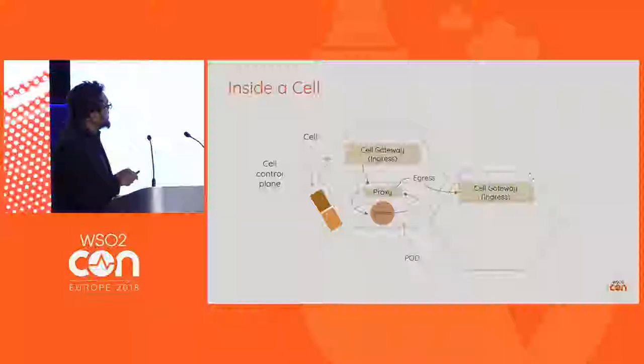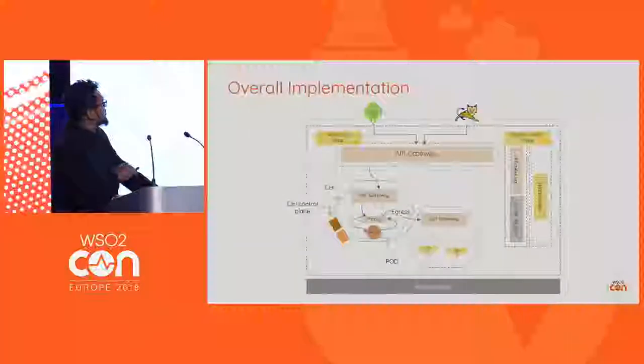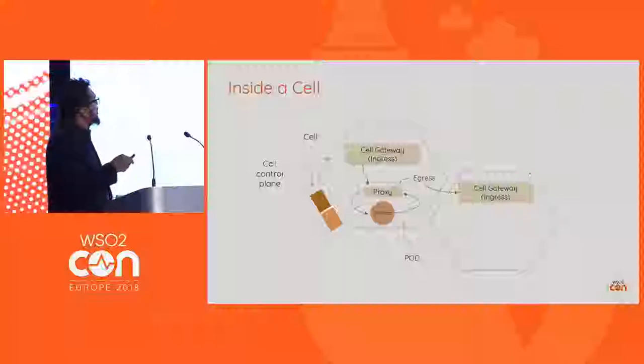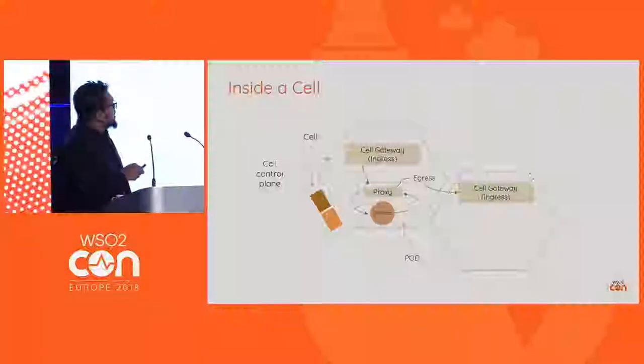So you have a particular pod. Your cell can have one or more pods, and the ingress into the cell is through the cell gateway. I'm just expanding on this bit of the diagram, right? You have the cell gateway which controls the ingress. Here we can have policies which say, I expect this kind of token in order to let the call through into my cell.